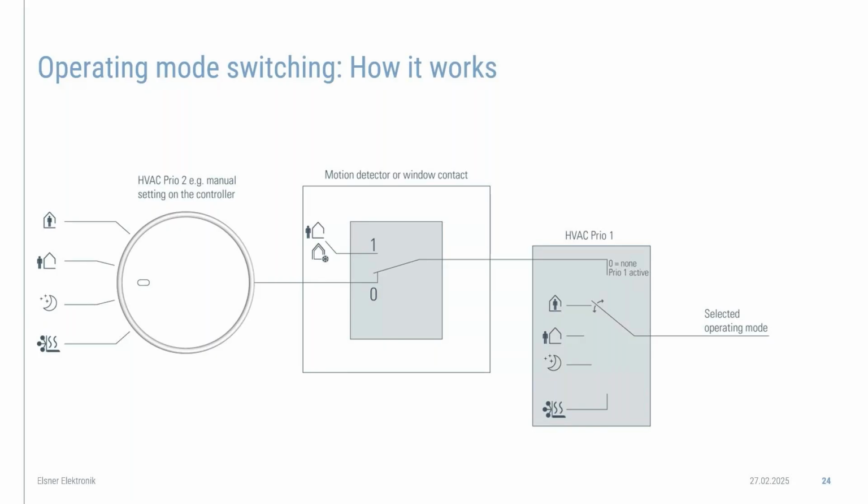So if the window is opened, we want to change the set point of the temperature with the mode switchover from 25 to a much lower temperature in the frost or protection mode. As a result, the present operating mode on the heating controllers is decoupled and therefore no longer active. If the window is now closed again, the operating mode of the manual setting on the controller is called up again, and we should be switching back into comfort.